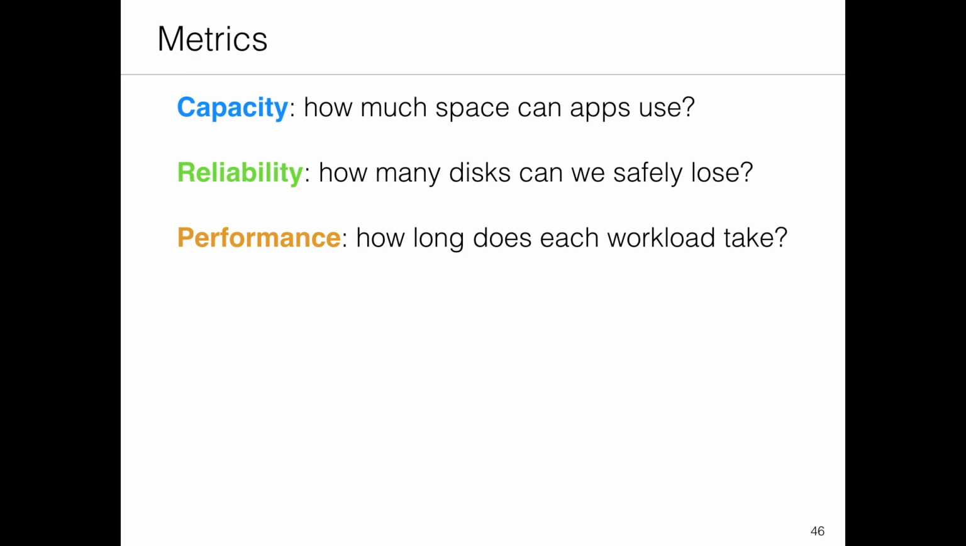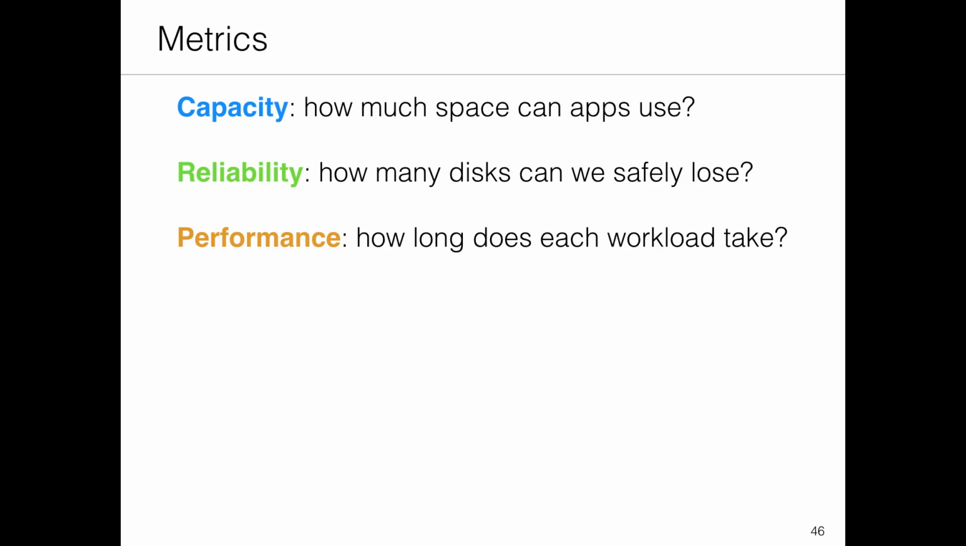Okay, in terms of metrics, we have 3 important metrics. Capacity: when we are putting in multiple of these disks, what is the overall capacity? Secondly, reliability. So in terms of capacity, if we're putting in more disks, will we get capacity in proportion to the number of disks we are adding? Yes or no? How many think yes?